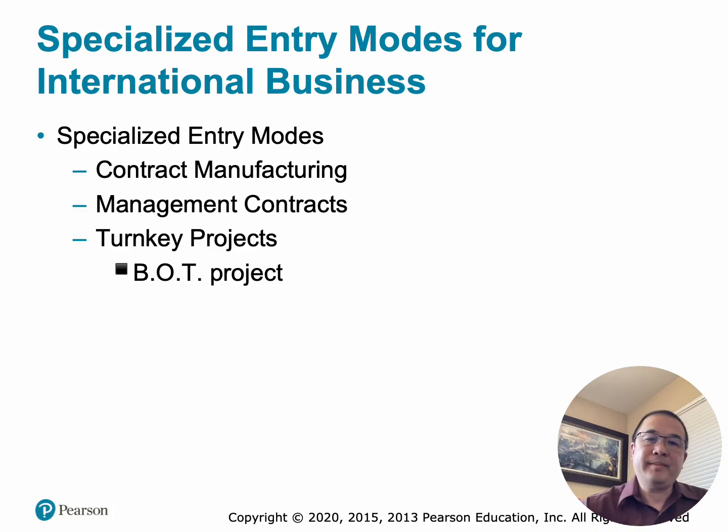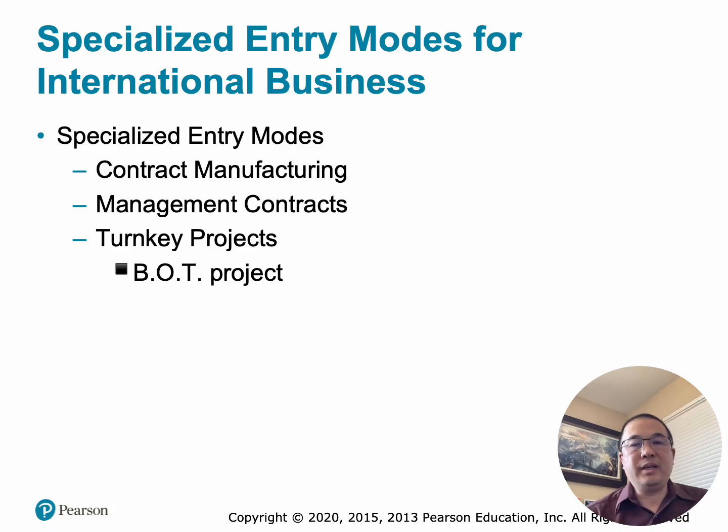What is it? A company hires a foreign manufacturer to produce its products. How it works. Company A designs the product. A local company in another country manufactures it. Company A markets and sells the product under its own brand. So as an example, Apple Incorporated designs iPhones, but contracts manufacturers such as Foxconn to produce them.